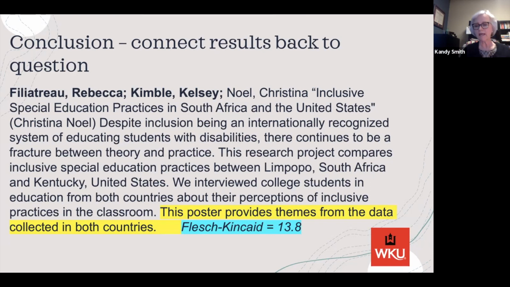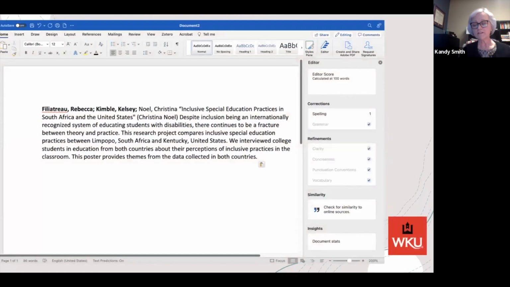But I have this Flesch-Kincaid 13.8 in blue, and I do want to talk to you about that for just a moment. So this is part of the work that I do. But when you write this, it would really be helpful if you would find out what readability level your abstract is. And the way to do that is in Microsoft 365? And you do have access to that through WKUIT. But right at the bottom where it says document stats, after you've done the other things that the editor suggests, and I would encourage you to always run the editor on this. It's really helpful. I do it always.